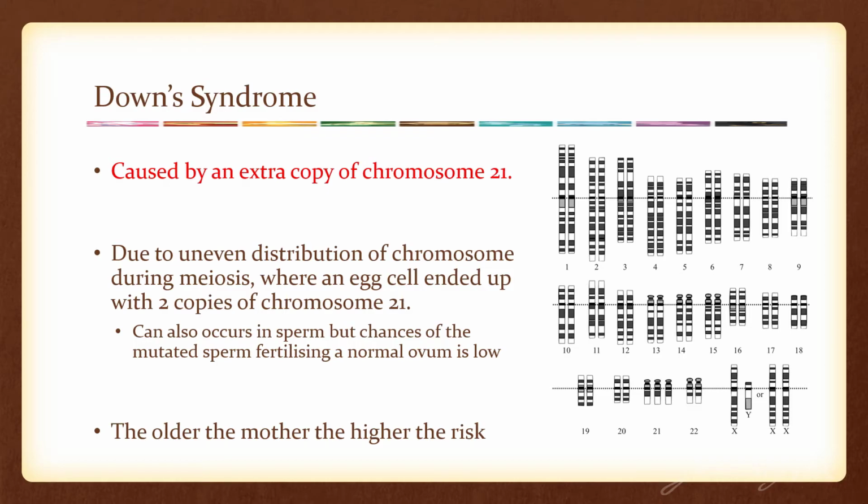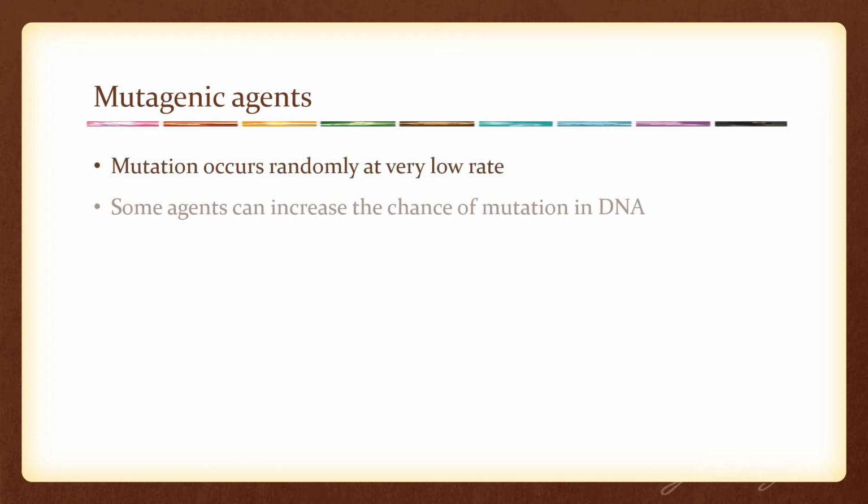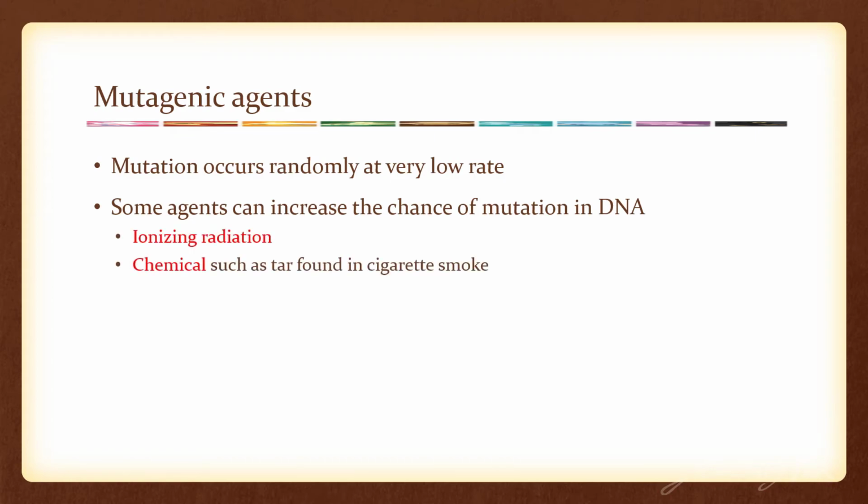So what are the factors that can increase the risk of mutation? Now, it is worth noting that mutation actually occurs randomly, but at a very low rate, normally during mitosis, meiosis, or when the cell is repairing the DNA. But some agents can increase the chance of mutation in DNA. What are they? What you need to know for your O-level syllabus is ionizing radiation and chemicals.